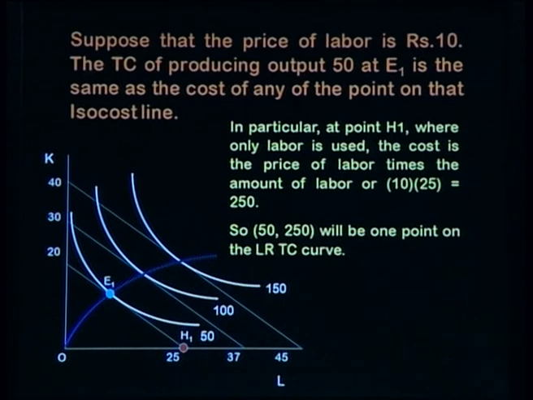We can explain it again like this. Suppose that the price of labor is 10 rupees. As we have already discussed, the price remains fixed when we are plotting the long run total cost curve. What we can change is the amount of labor and the quantity. So here at point E1, our quantity level is 25. The cost is the price of labor times the amount of labor, or 10 multiplied by 25, that is 250. So when our quantity is 50, we will have a coordinate point E1 of 50, 250 on this long run total cost curve.